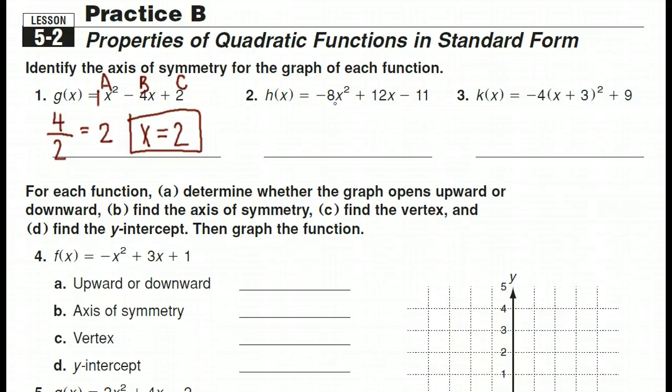Number 2, we have some different values in here. Our a is negative 8, our b is 12. Do the same process. Opposite of b is negative 12 over 2a. And a is negative 8, so 2 times negative 8 is negative 16. This reduces, they both divide by 4. They're both negative, so it's going to be positive. 12 divided by 4 is 3, 16 divided by 4 is 4, so it's going to be 3/4. And again, the axis of symmetry is a vertical line, so it is x equals 3/4.